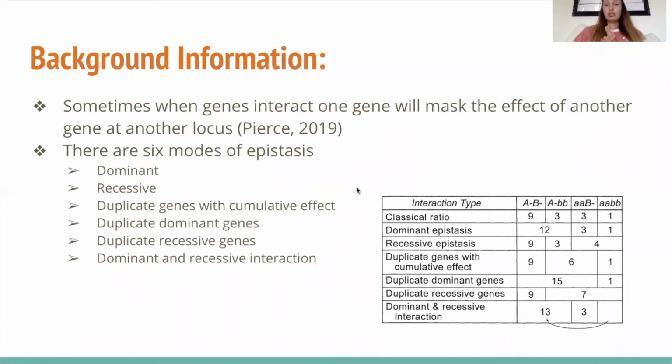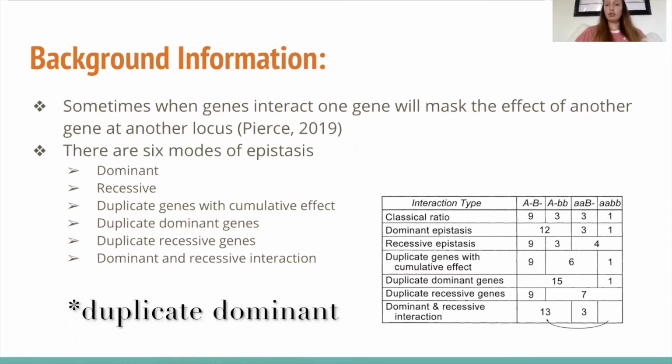Sometimes when genes interact with one another, one gene will mask the effect of another gene at another locus. There are 6 modes of epistasis, as you can see. There's dominant recessive, duplicate genes with cumulative effect, dominant duplicate genes, duplicate recessive genes, and dominant recessive interaction. And we have this chart here with the ratios.